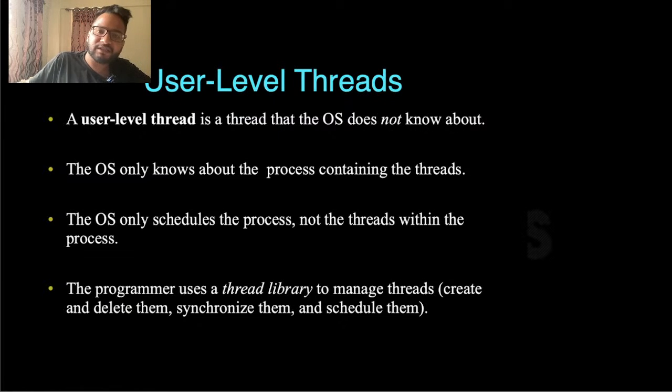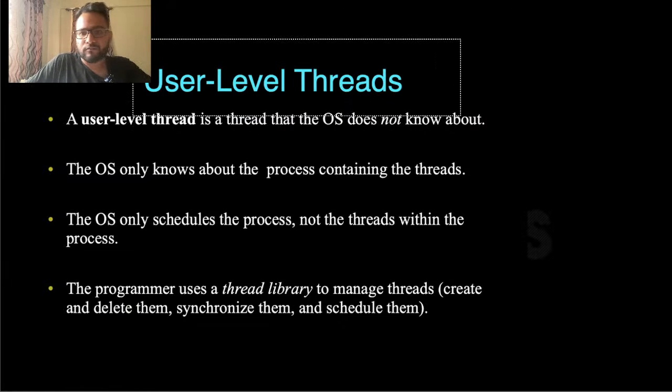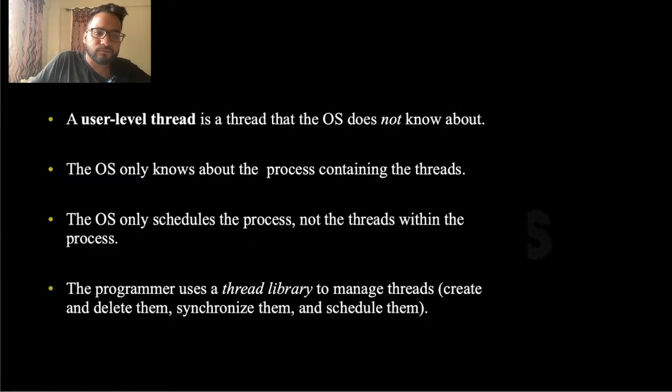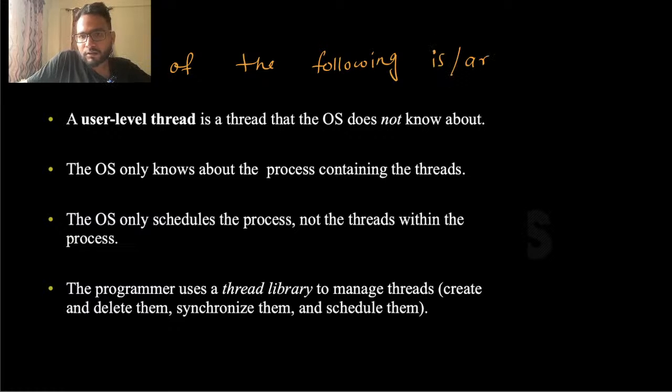A very simple MSQ could be something like this. They may ask which of the following is or are true. Let's suppose there are three options, like the OS only schedules the process, not the threads. If it is an MSQ question, then you will say that A, B, C, D all are true. Something like this. Let me know if that is fine to everyone.